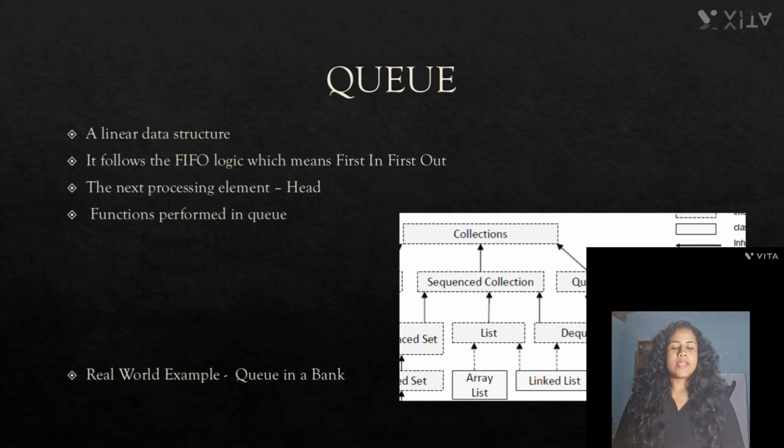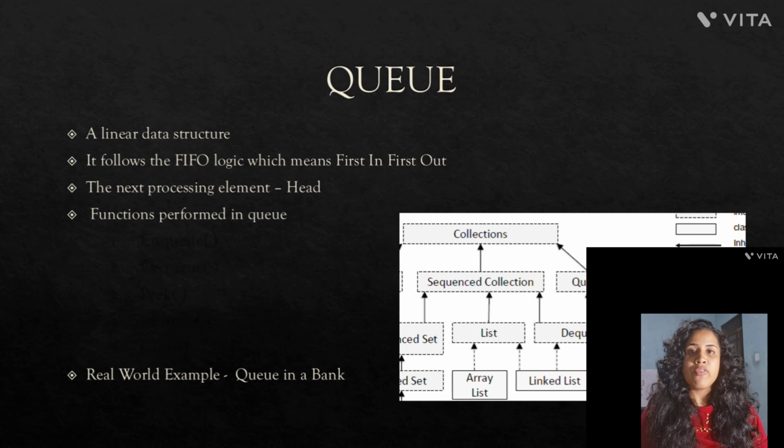What is a queue? Queue is a linear data structure which follows the logic of first in and first out, which means basically FIFO logic. It means that the element which was entered first will be the element that will be removed first. In a queue, there is an element called head, which is known as the next processing unit.